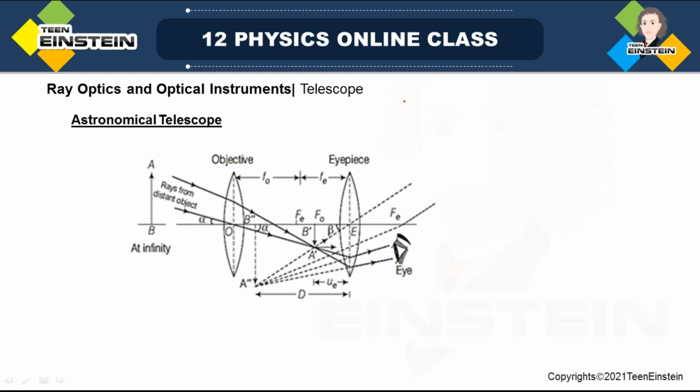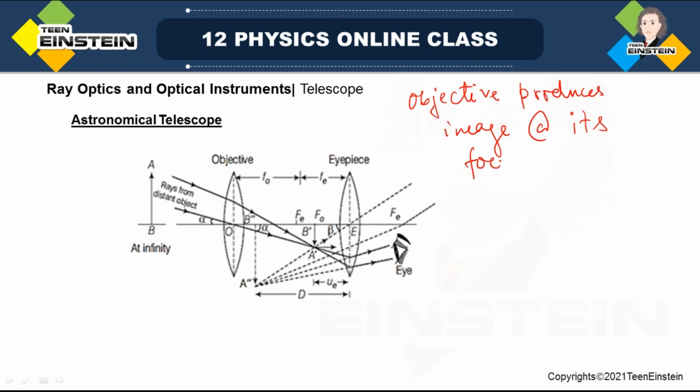So look, the objective produces an image at its focal plane. So that is A prime B prime, as you can see from here. So this is the A prime B prime.